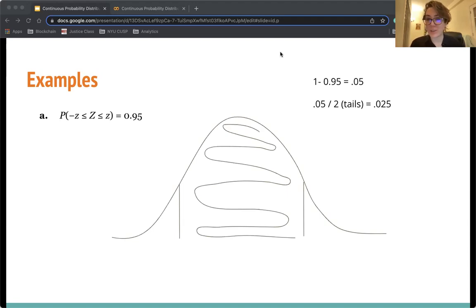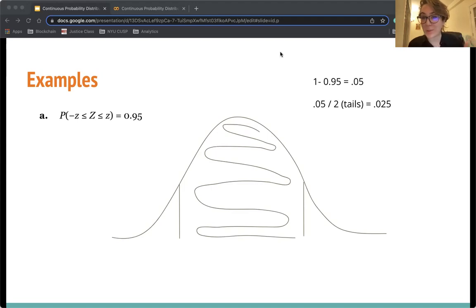Since the curve is symmetric, we know that the majority of the area will be in the middle. But how do we calculate the z-scores? This is what the picture would look like, because we have this bulk of the majority above and below the mean, and it's 95%. So we're thinking of everything except for those two little tails on both sides.